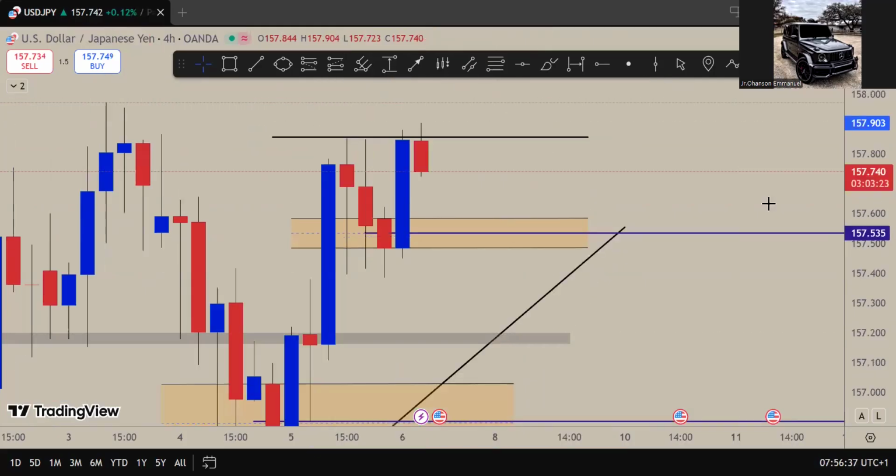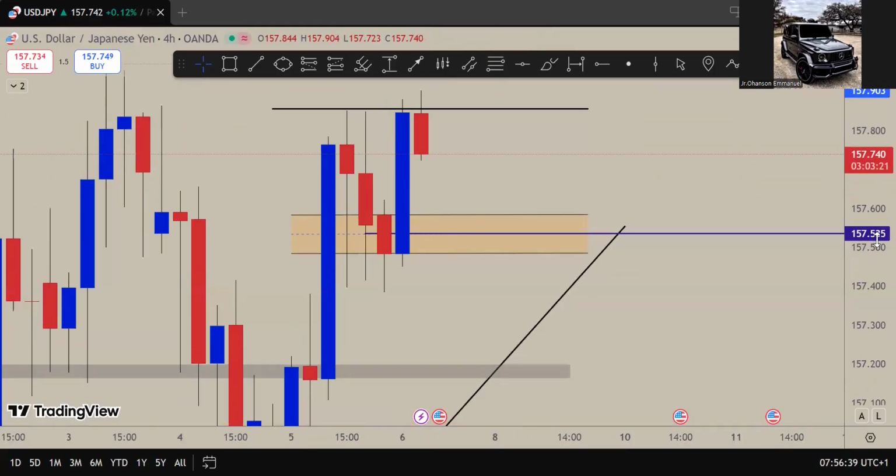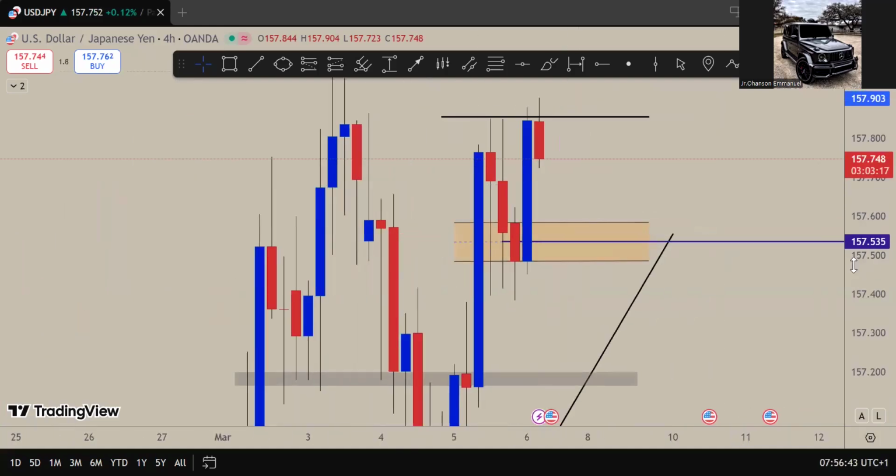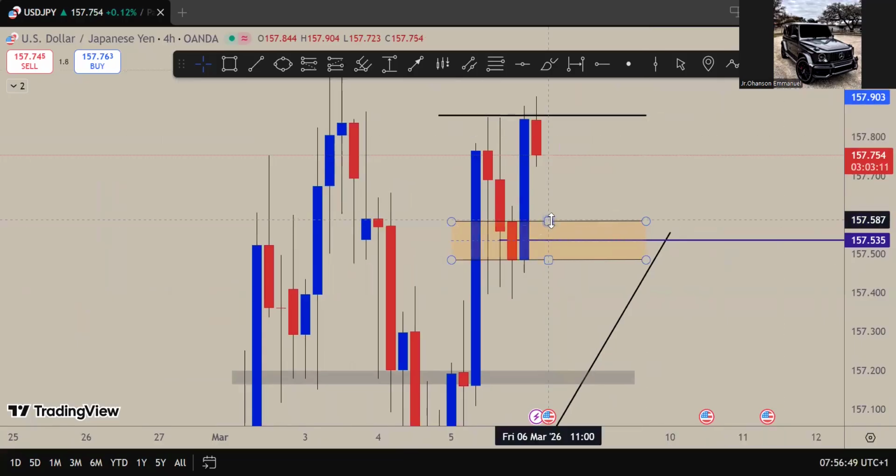And you can see, we've got our entry. Our entry is 157.535. So I'm expecting this market to come back to 157.535. But one thing is that this market might just get to this order block, just tap it a little bit and buy it, right? You can just buy in any of these order block zones. You can even buy around here.